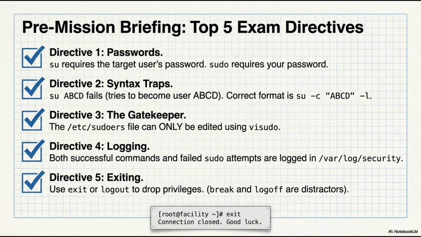Directive 3 is the gatekeeper. The sudoers file is parsed so strictly that it must only be edited with visudo to leverage its memory buffer syntax checks. Directive 4 is logging. The kernel audits everything in /var/log/security, specifically tracking failed escalation attempts for intrusion detection. Then finally, Directive 5 is exiting. Terminate a spawned subshell cleanly using exit or logout.